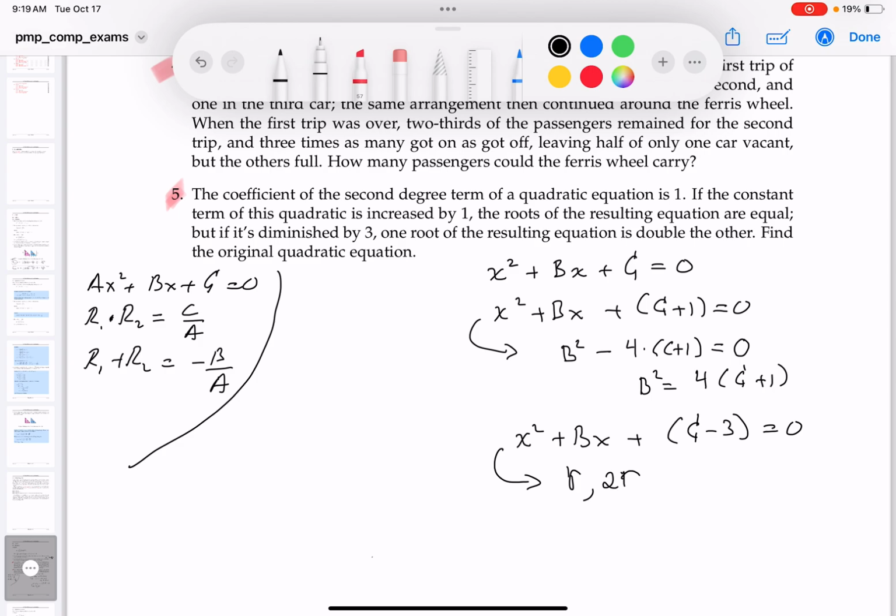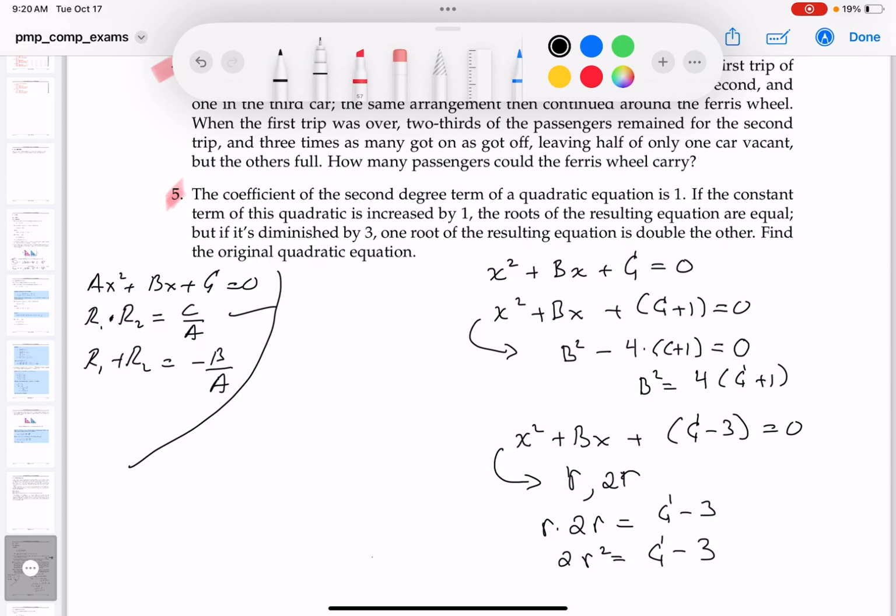All right? Okay, what do we do now? We've got to start thinking this through. I've got some formulas to write down. I'm going to use these product and sum things, and see if this helps me at all. So I'm going to say r times 2r would be equal to the constant term, which is c minus 3, over the a. Well, the a is 1 in this case. So 2r squared is equal to c minus 3.